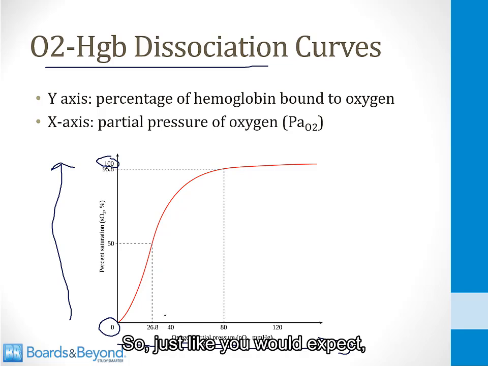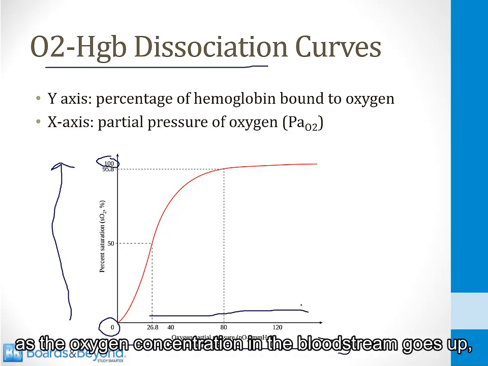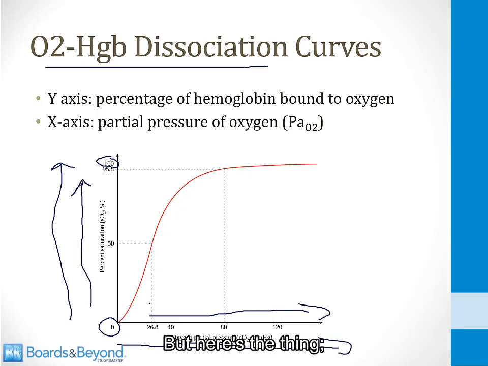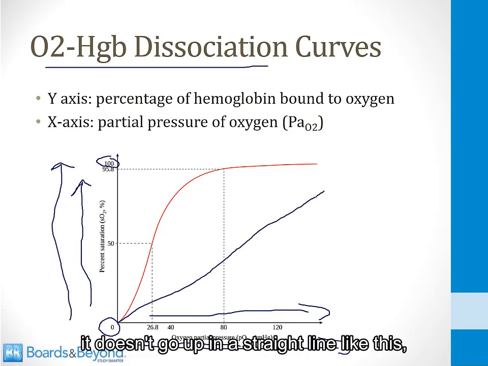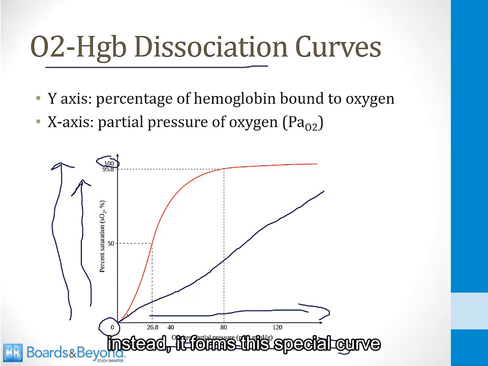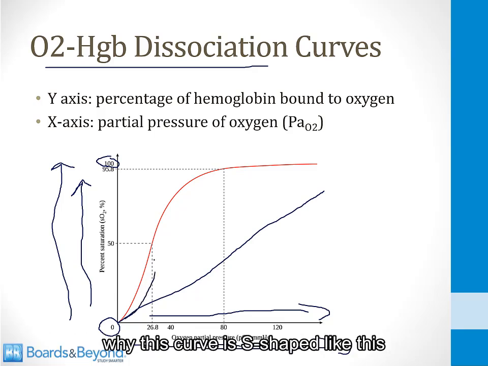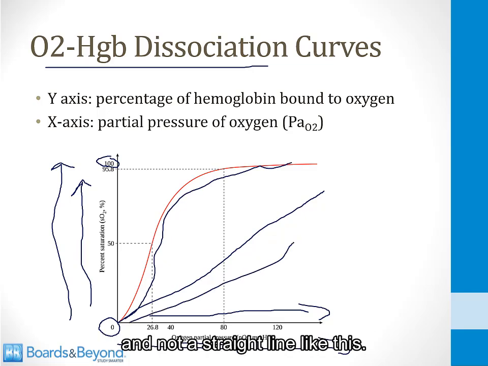So just like you would expect, as the oxygen concentration in the bloodstream goes up, more and more binding sites of hemoglobin become saturated. But here's the thing, it doesn't go up in a straight line like this. Instead, it forms this special curve known as an S-shaped curve. And for step 1 of your boards, you need to understand why this curve is S-shaped like this and not a straight line like this.